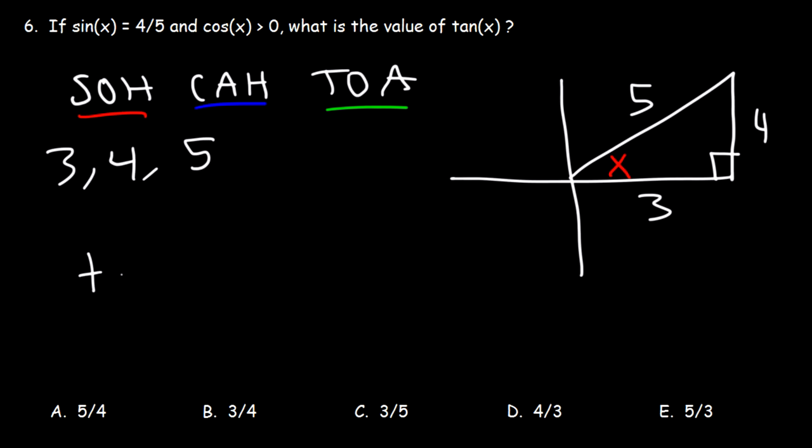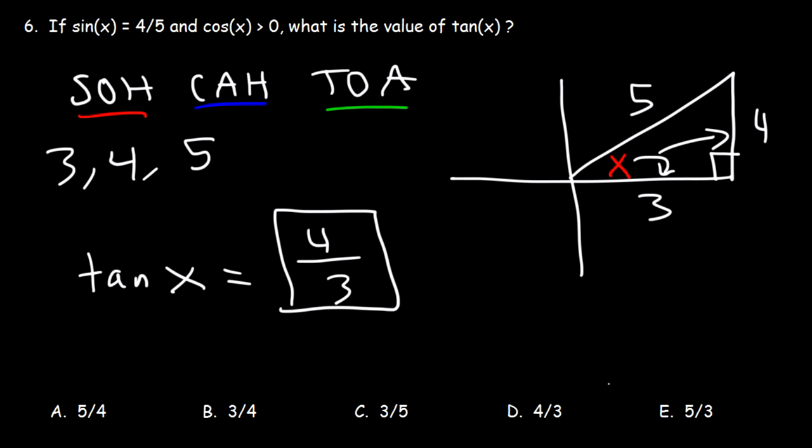So now we can find the value of tangent. Tangent x is equal to the opposite side divided by the adjacent side. So tangent is 4 divided by 3. Therefore, D is the right answer.